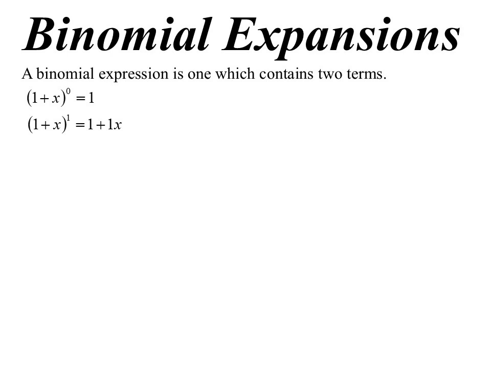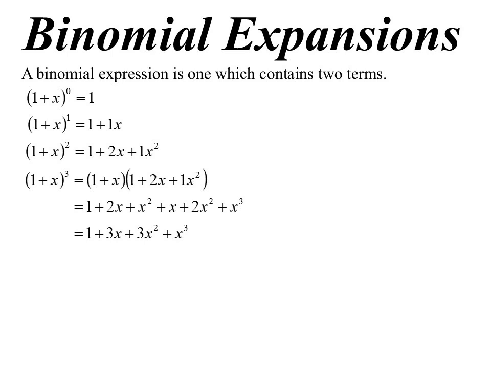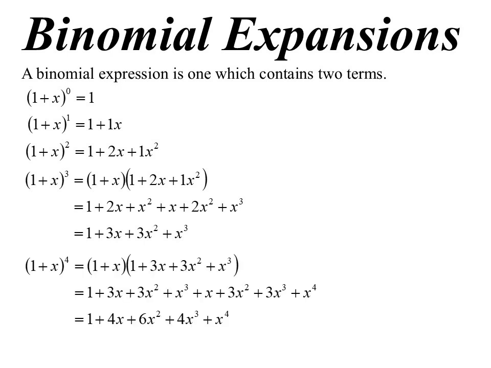Now, of course, I don't normally write 1x. We normally write just x, but I'm leaving the coefficient there so we can pick up on a pattern. We also know our perfect square there, so 1 plus 2x plus 1x squared. And from that, we can get our cubic. So 1 plus 3x plus 3x squared plus x cubed. I could multiply by 1 plus x again, and we get our expansion for our quartic.